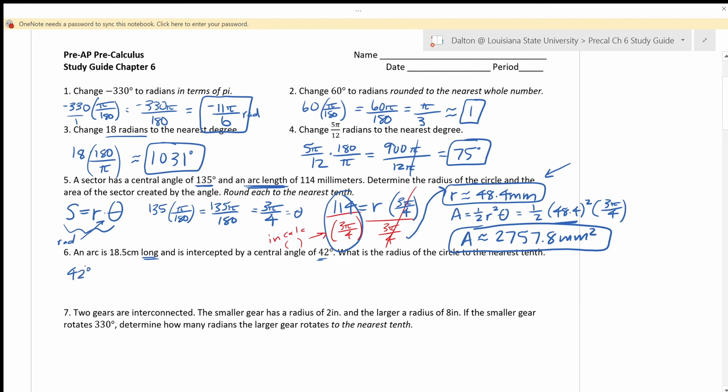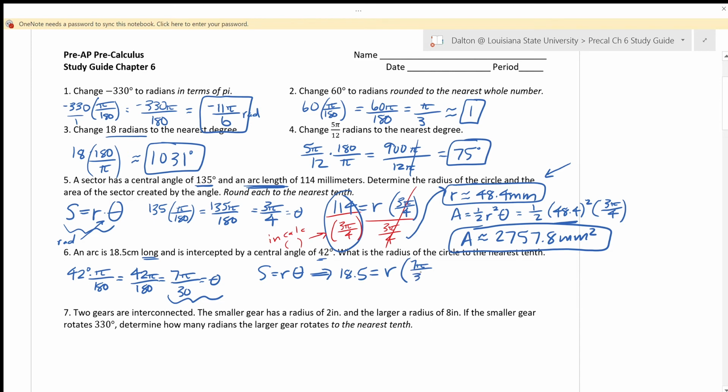So 42 degrees to radians will be times pi over 180, which will be 42 pi over 180, which will be 7 pi over 30. So this is theta, 7 pi over 30. Then arc length is equal to the radius times theta, so the arc length, which we know is 18.5, is equal to, since I'm solving for the radius, I'm going to leave r, and then we know that theta is 7 pi over 30.